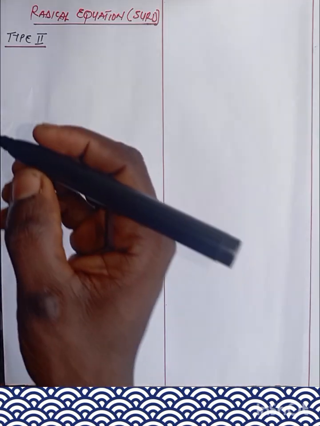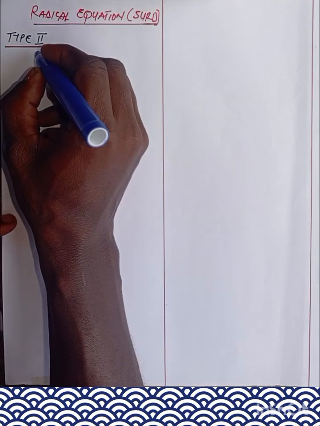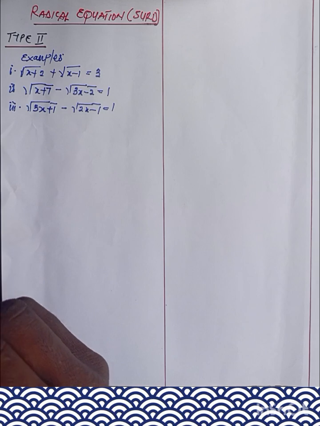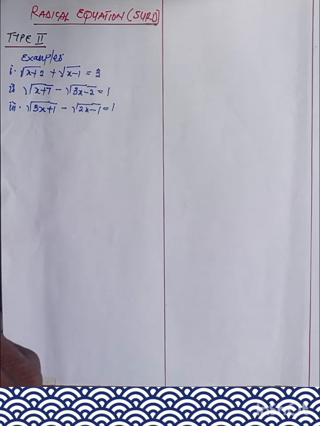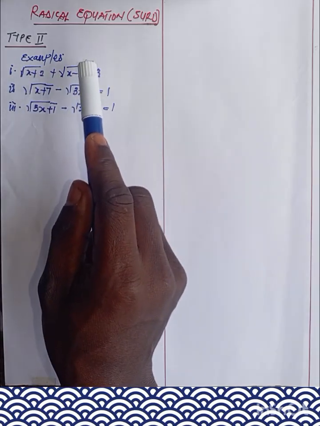equation is, so examples we have, these are very few examples of radical equation type 2. You can see that we have two different radicals in one question.